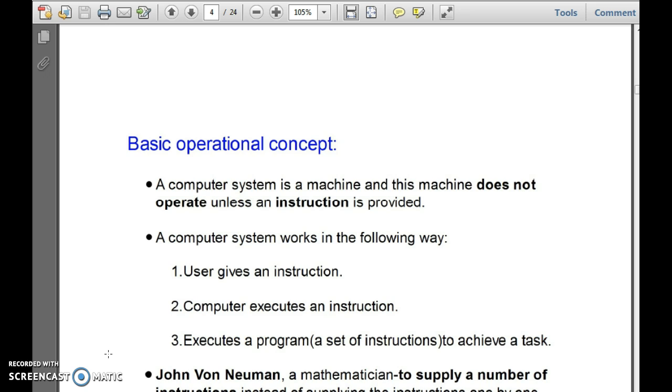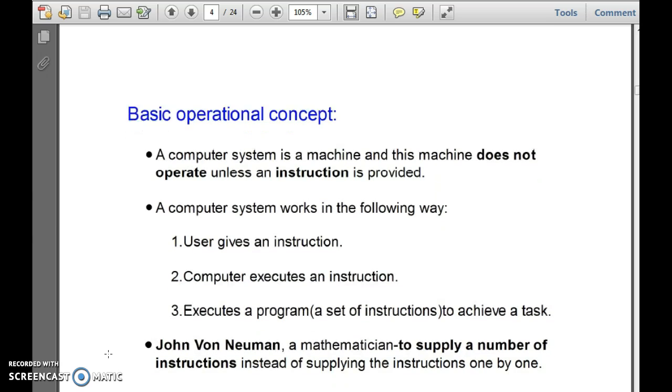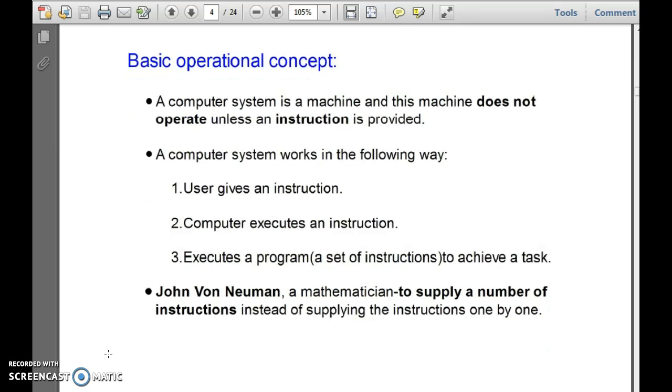Next, a computer system works in the following way. Initially, the user will give an instruction, and once the instruction is given by the user, a computer will be executing the instruction, and when it executes an instruction, it will be executing a program. A program is nothing but a bunch of instructions, and only when this bunch of instructions are executed, a particular task for which the user gives the input will be achieved.